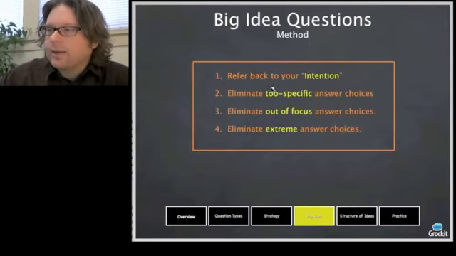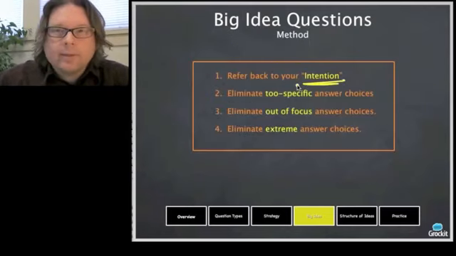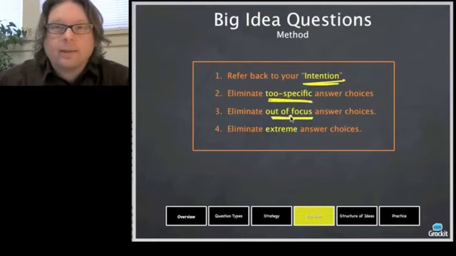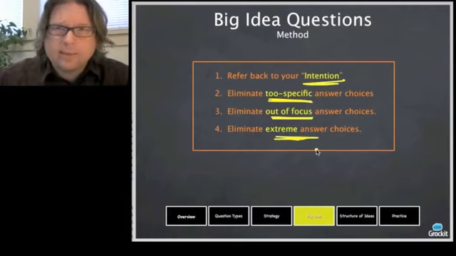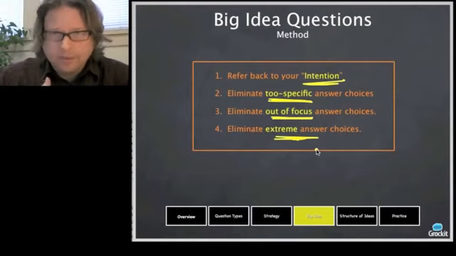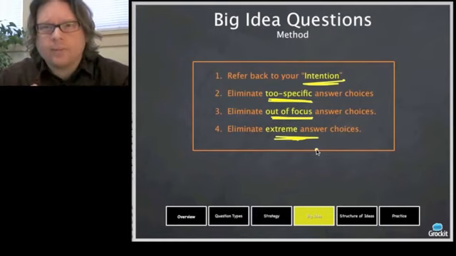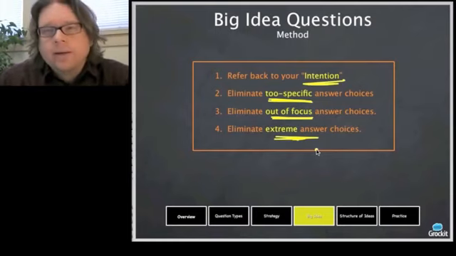All right. So your method: refer back to the intention, which is your note-taken version of the big idea of the passage. Eliminate the things that are too specific, eliminate the things that are too broad, outside what the focus of the passage was, and eliminate extreme answer choices. Sometimes the answer choices are meant to attract the attention of people who are guessing or skimming. They'll use extreme language, talking about everything is always this way, or this is totally never going to work, or this is a surefire hit.